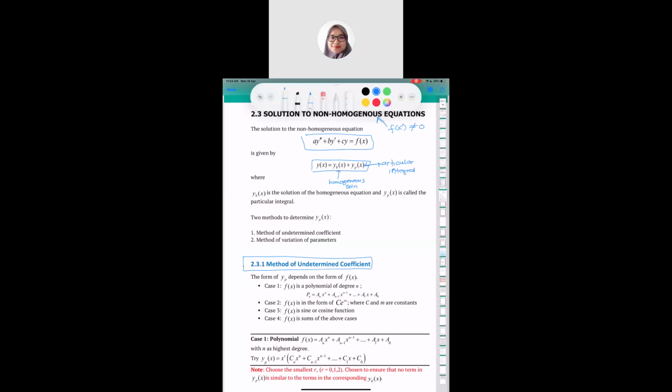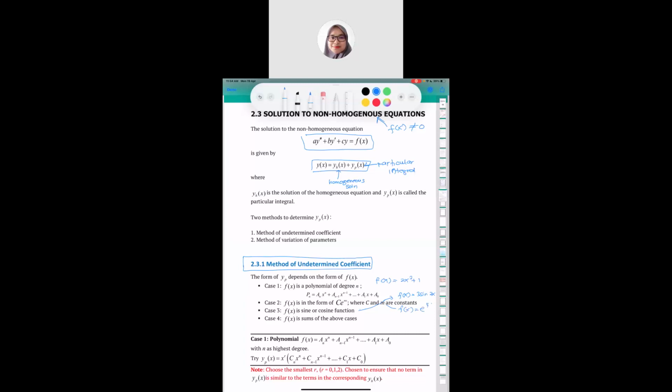If your f(x) is a polynomial, if your f(x) is an exponential, if your f(x) is a sine or cos function, and then a summation of case 1, 2 or 3. This means, let's say your f(x) equals 2x squared plus 1, so it is a polynomial. For the next one, let's say your f(x) equals 3 sin 2x, so your f(x) is in sin or cos. Sorry, that one is the third. The second is if you have an exponential.